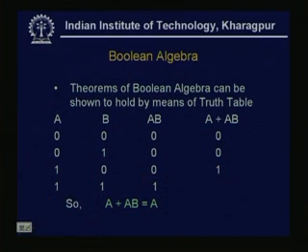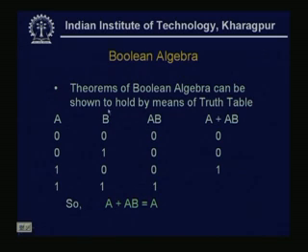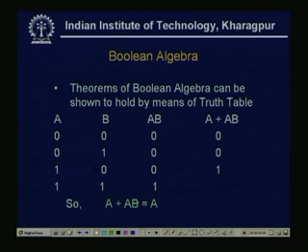Now, just as I mentioned, these Boolean algebra theorems can also be checked by truth table. Just now, we have seen for one simple example that 1 plus b equals 1 or a dot 1 equals a. Similarly, take theorem 6, a plus a b equals a. If I draw the truth table, there are 2 variables and each can take 0 or 1, so it is 2 to the power 2, which means there will be 4 combinations: 0 0, 0 1, 1 0, 1 1.